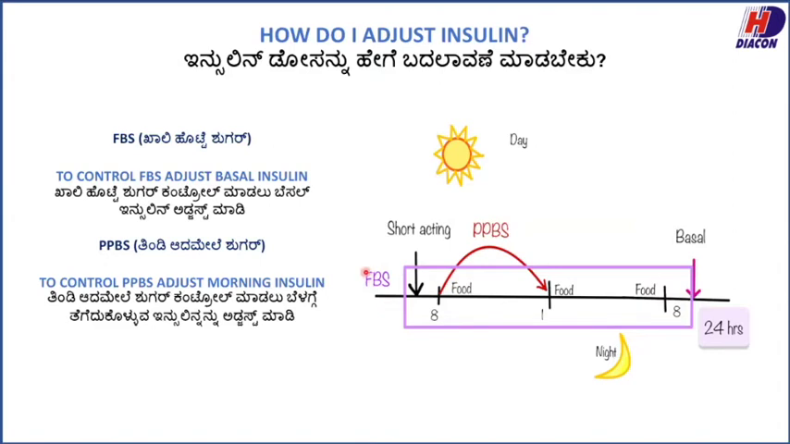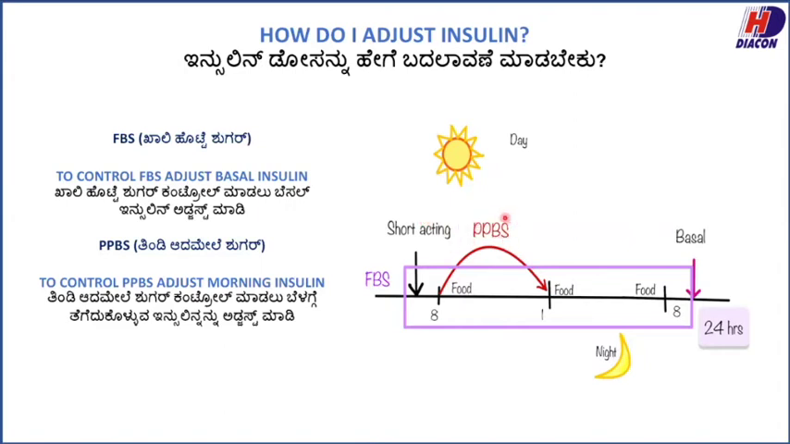If you have a low sugar, 70 or below 70, or even a low at any other time in the night, then that means the amount of basal insulin that you've taken is actually a little more. So we reduce the insulin dose by 2 units. To control the post-breakfast blood sugars, we adjust the morning dose of short-acting insulin. So if the PPBS is normal, under 180, it means the amount of insulin we've taken before breakfast is sufficient for us.